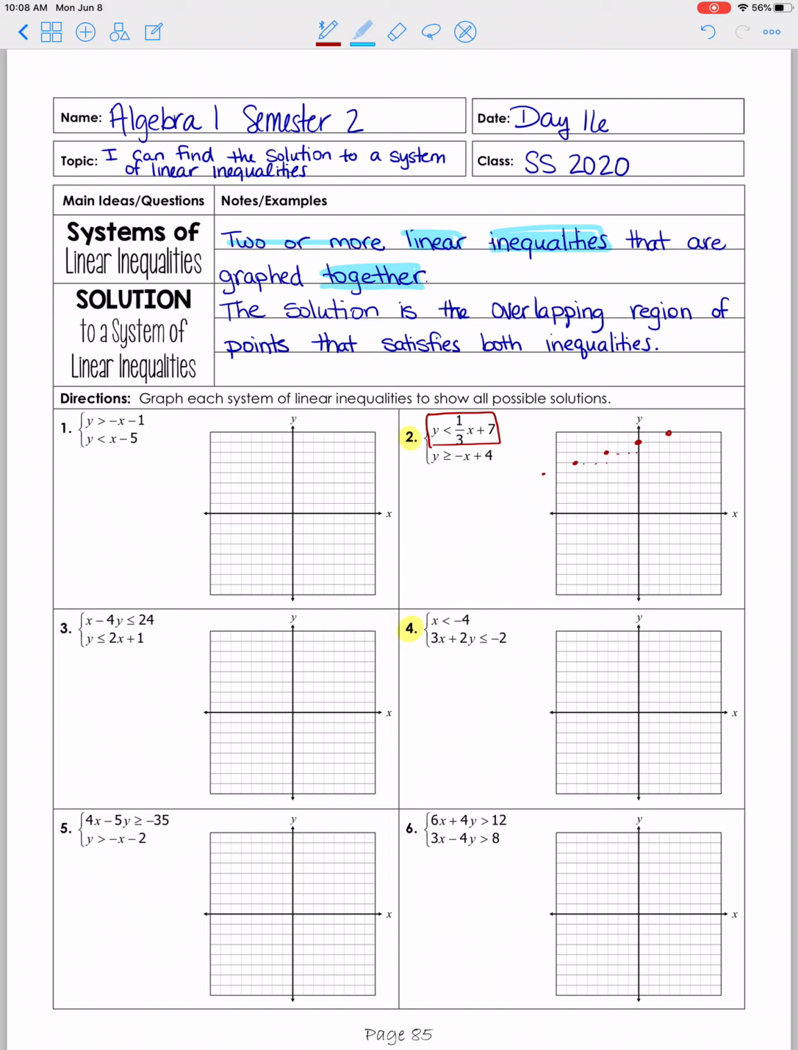Now I notice that this is a less than symbol, not an equal to symbol. So we want this to be a dotted line. So I'm just going to put some slashes in between so we know that that's going to be that way. Then I want to lightly shade this inequality. Since y is less than the line, we're going to shade below the line. So I'm just going to draw some red lines through there so we know that we're going through that region.